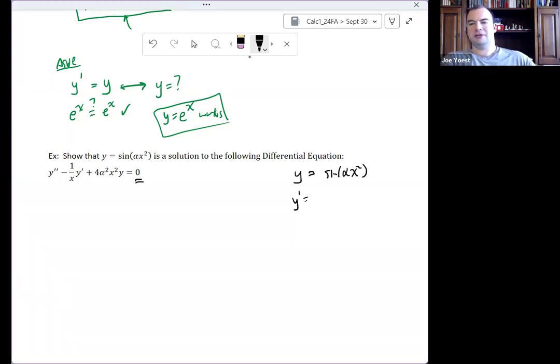So what is y prime? I have sine of stuff. That differentiates to cos of stuff. Then the chain rule says now multiply by the derivative of the stuff inside. The derivative of alpha x squared is 2 alpha x. So that is y prime.